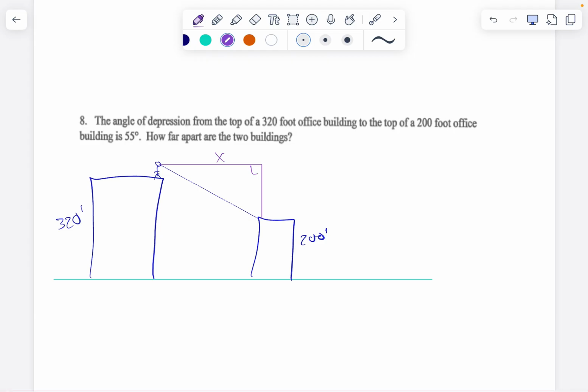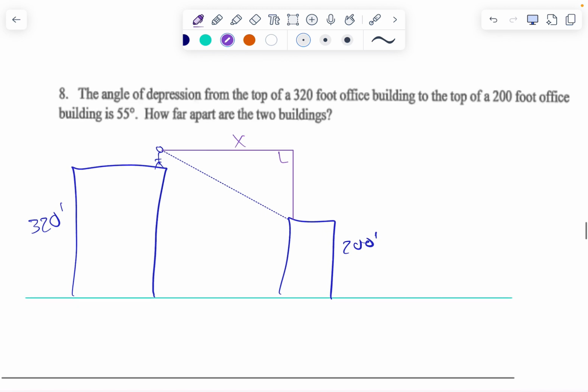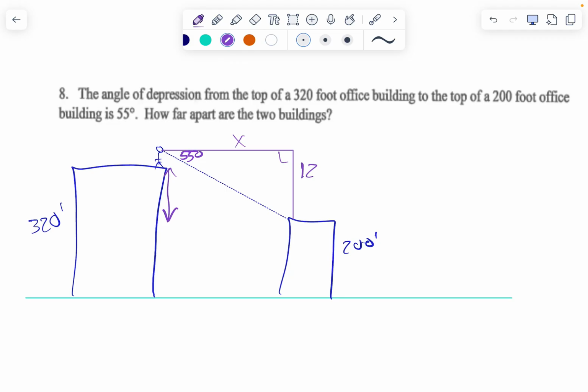All right, just to make sure you're on the right track, there's your picture. Where does the 55 go in the picture? Right there. And that's only one known in the triangle at this point. So is there a way to get another known? Yeah, like we know the distance between the two tops of the buildings, right? So that is 120 feet. Okay, which ratio is this going to be?